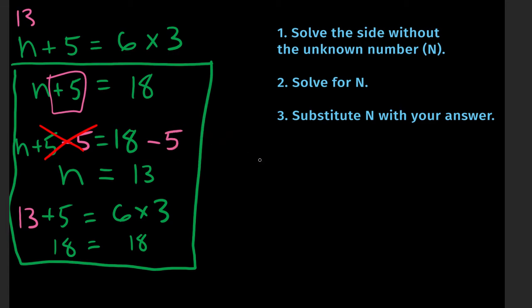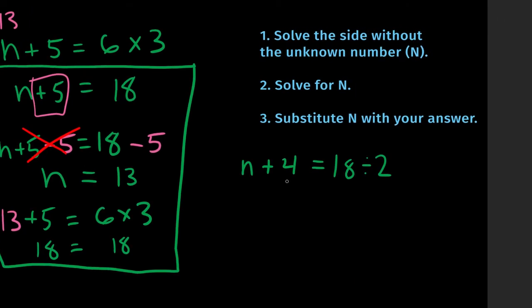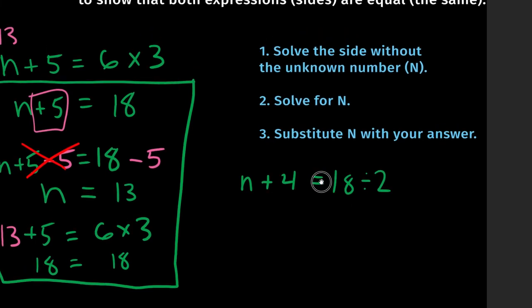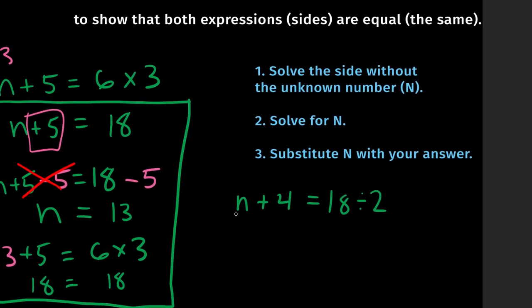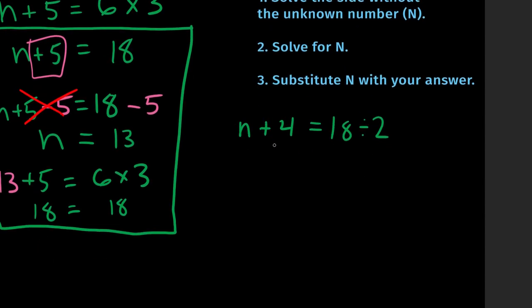Let's do n plus 4 equals 18 divided by 2. So here's my next question: n plus 4 equals 18 divided by 2. I'm trying to figure out what is n here. What number is n representing? What number can I put in here to make this equation true, to make this side of the equation the same as this other side?